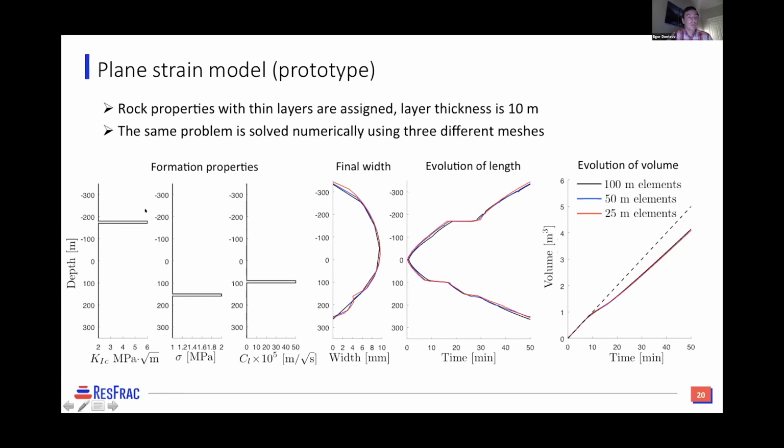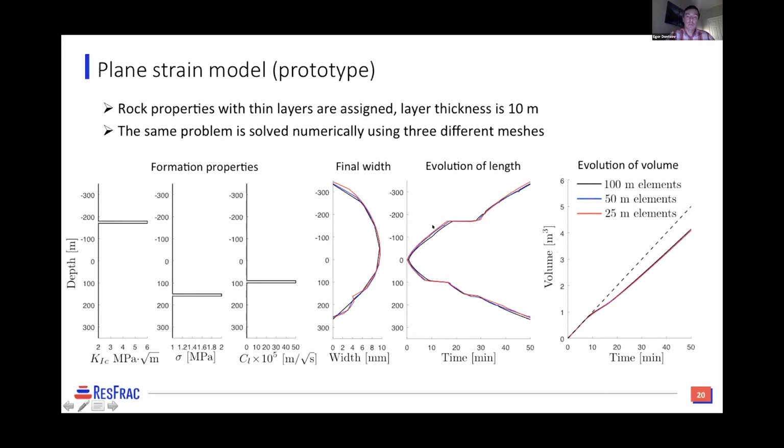And so I consider, again, a very fundamental example where you have toughness, stress, and leak-off of 3 barriers, very thin, 10 meters each or 30 feet. And I run this simulation with 3 different meshes: 100 meters, 50 meters, 25 meters, or if you like feet, 300, 150, and 75 feet. And here I'm plotting the final widths just to show that it's about the same.